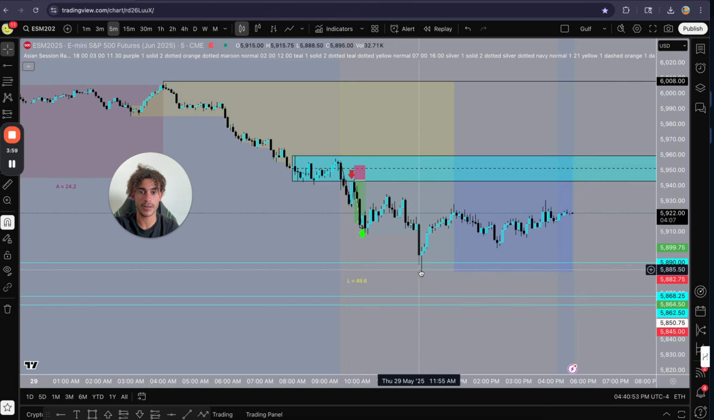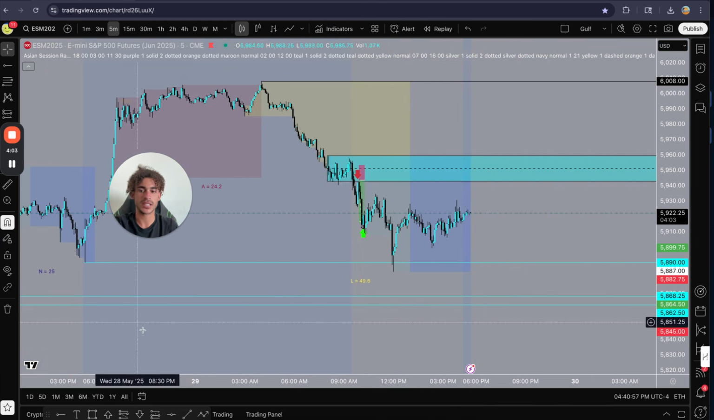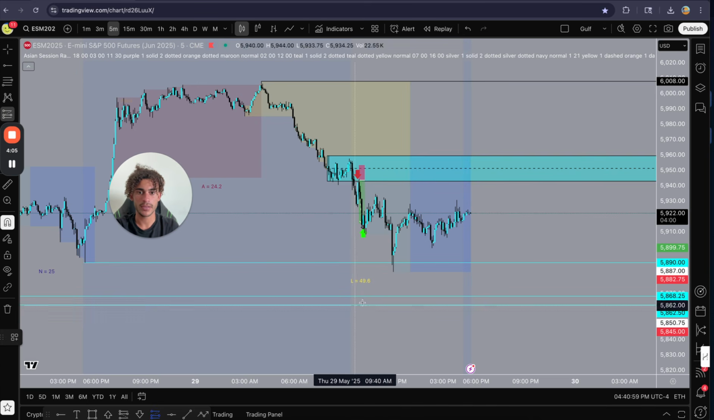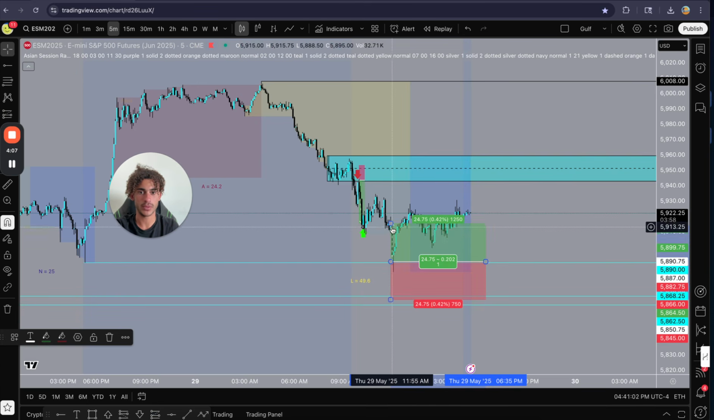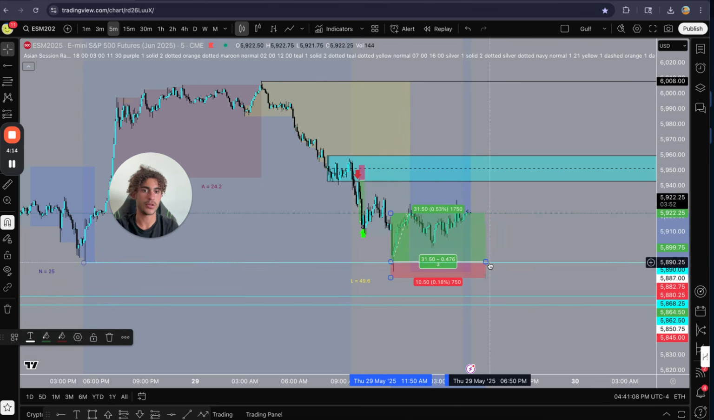You could have taken this bounce off of this low. This is another great trade using our strategy. So basically, right here, you would have just been waiting for this bounce. Once we got the bounce, you would have entered longs right there. Have your stop at about 10 points. Could have targeted a nice little 30 points, 1 to 3 risk reward.